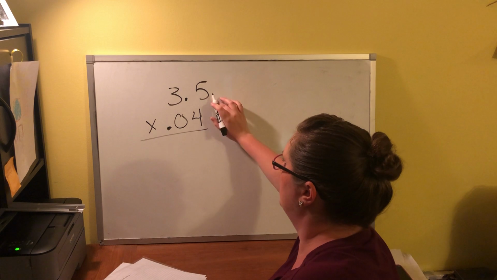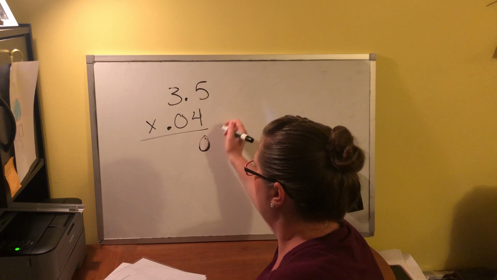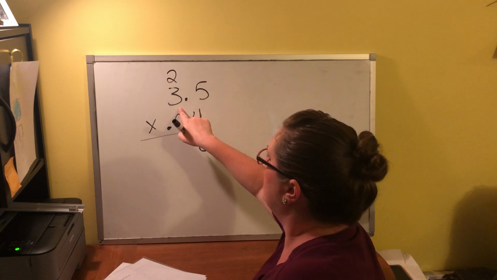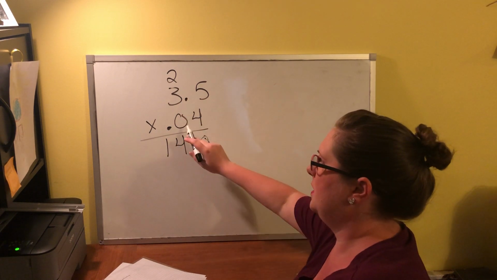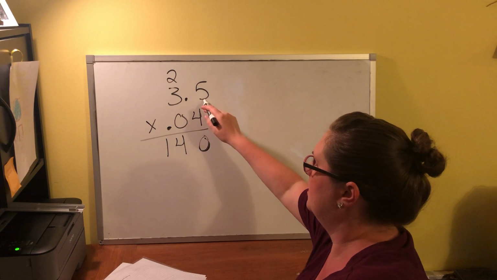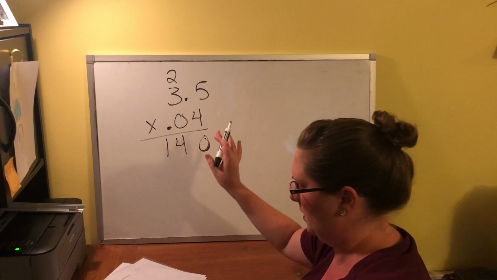Okay, so you're going to do 4 times 5 gives you 20. Carry the 2. 4 times 3 is 12. Add the 2 to get 14. Now I don't need to multiply this 0, right? Because 0 times 5 is 0. 0 times 3 is 0. We don't need to do that.